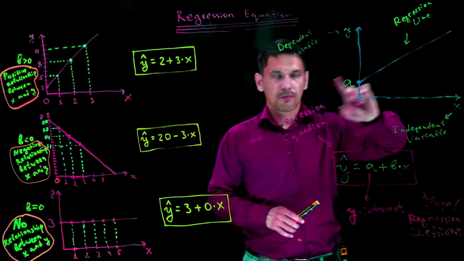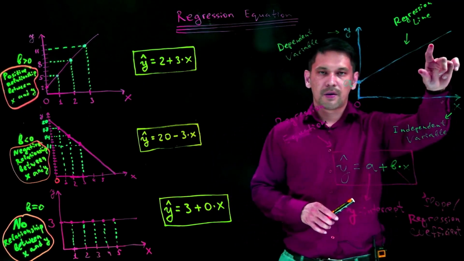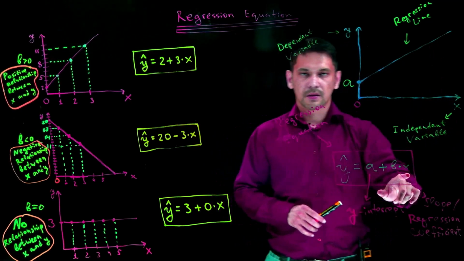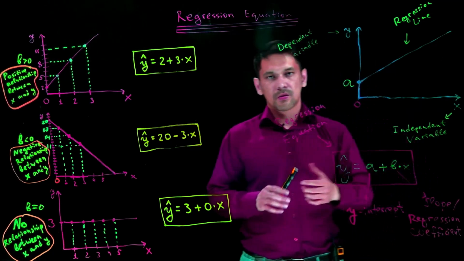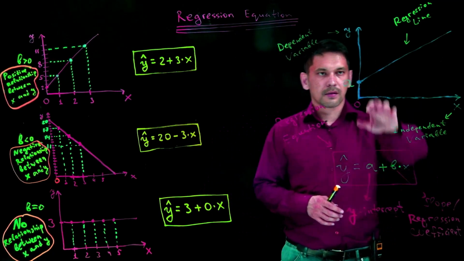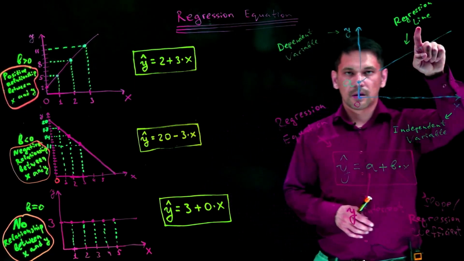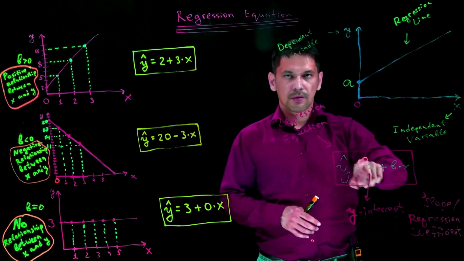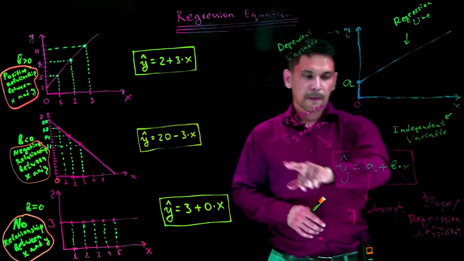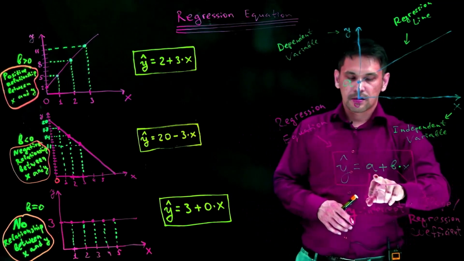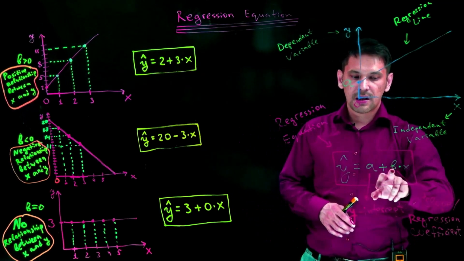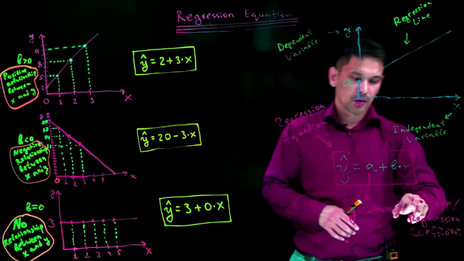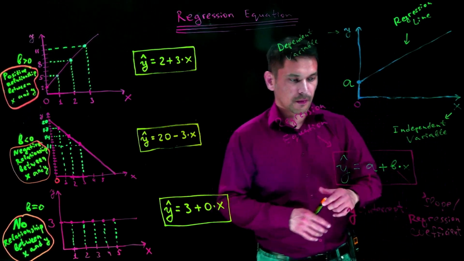And you remember from high school that this line is based on the equation a plus bx. Now here in this course, here in statistics, this line is called a regression line, whereas this equation is called a regression equation, where A is the y-intercept and B is called the slope. Sometimes we call it a regression coefficient.